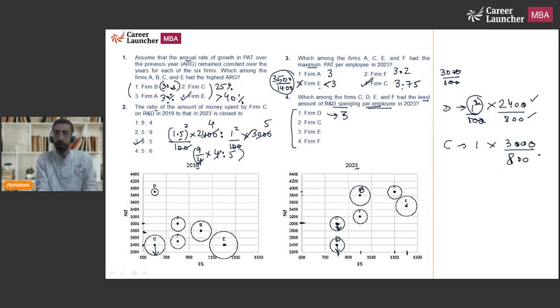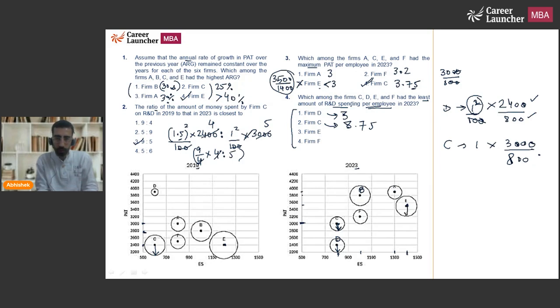So this figure is going to be the same, right? Just done it, 3.75. Definitely not the least. A waste of time; surely it's not the answer. What about E? E is 3500. And what is this?